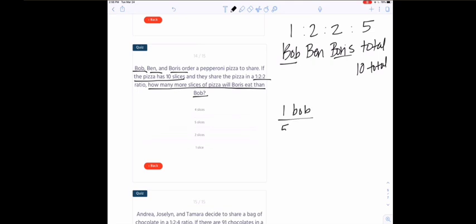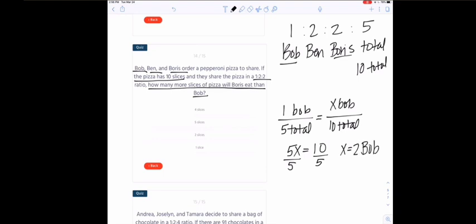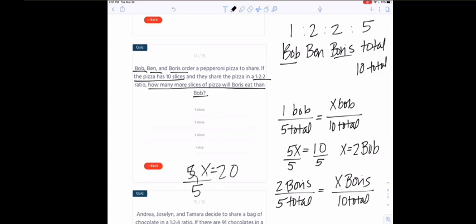Let's do one at a time. So 1 Bob out of 5 total is x Bob out of 10 total. 5 times x is 5x. 1 times 10 is 10. We divide by 5. X equals 2 slices of pizza for Bob. Now let's find Boris. 2 Boris is out of 5 total equals x Boris out of 10 total. Okay, 5 times x is 5x. 2 times 10 is 20. We're going to divide by 5 on both sides to be able to isolate the x. And x equals 4 slices for Boris. Boris was hungry. So what's the difference, or how many more slices? 4 minus 2 is 2.